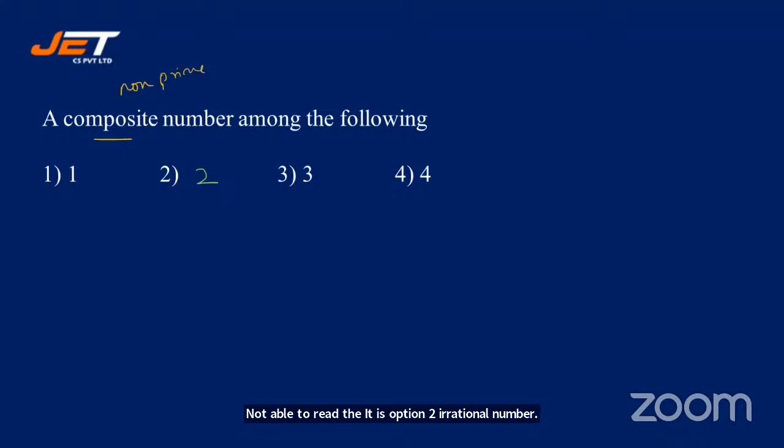A composite number among the following is dash. So I have already told you a composite number is nothing but a non-prime number. Is it option 1, 1, option 2, 2, option 3, 3, or option 4, 4? So let me say it is option 4, which is 4, a non-prime number.